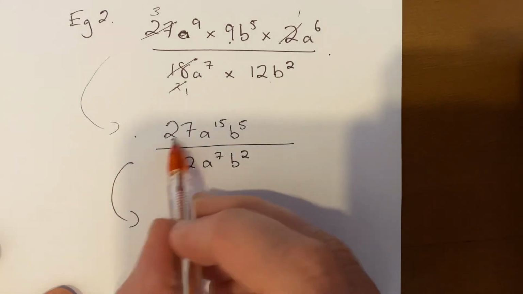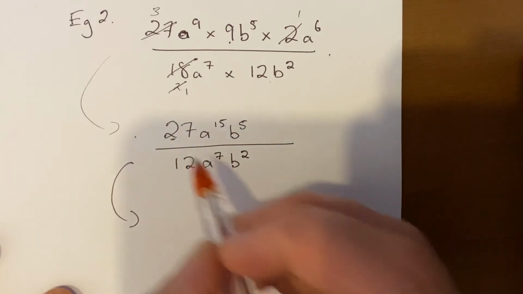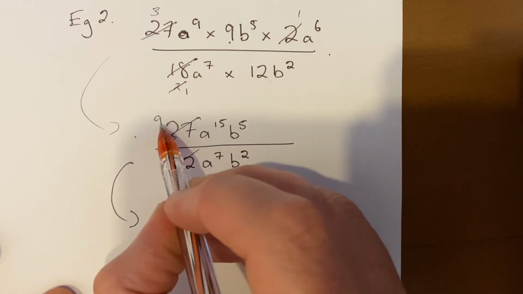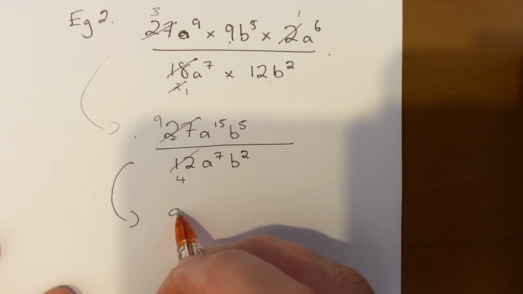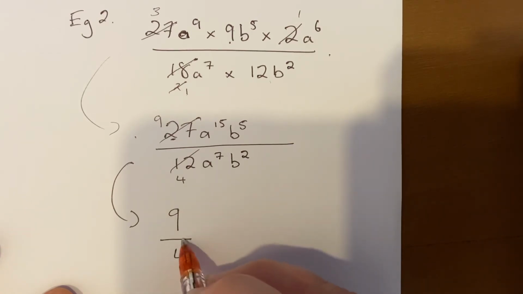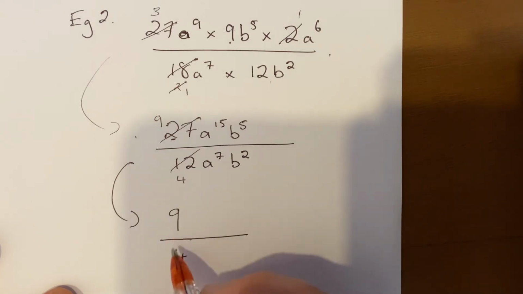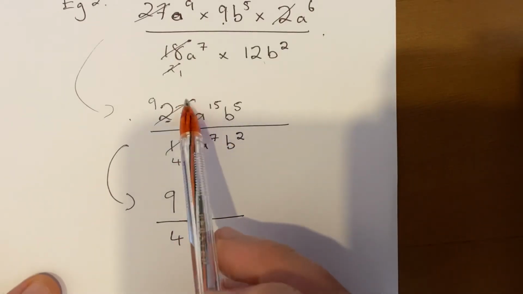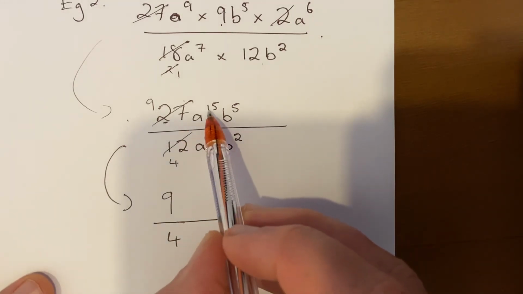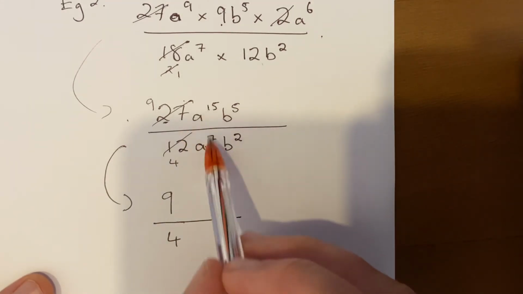Can I simplify 27 and 12 further? The numbers bit? Yes, I can. Well, 3 fits into 12 4 times. 3 fits into 27 9 times. So I've actually got 9 over 4. See the way I'm dealing with the numbers separately, and then I'll deal with the exponents and powers afterwards. Alright, so now I just look at a straight division of a's here.